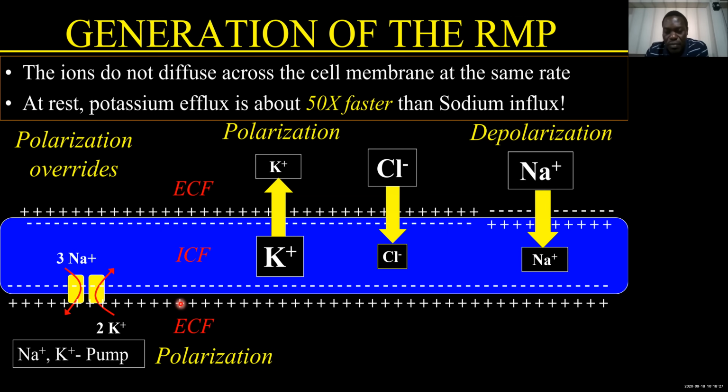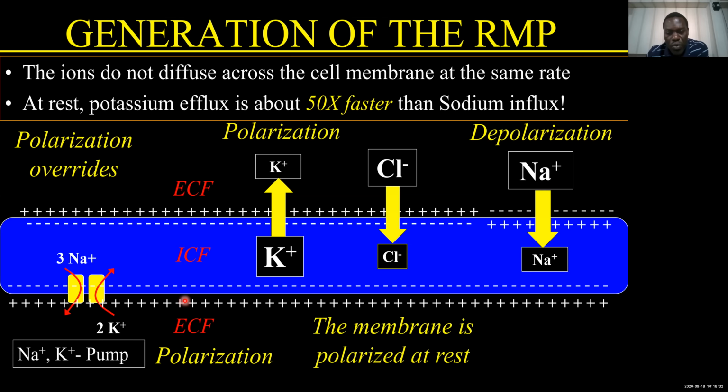I want you to remember something else. Before we tell you what we remember, we've said three things so far: that potassium efflux causes polarization, chloride influx causes polarization, and the sodium potassium pump also causes polarization. Those are the three things we've said which cause polarization. In as much as sodium causes depolarization, the effect of sodium is outweighed by potassium, so we can ignore that for now. Because of these three things that cause polarization, we can say that the cell membrane is actually polarized at rest.